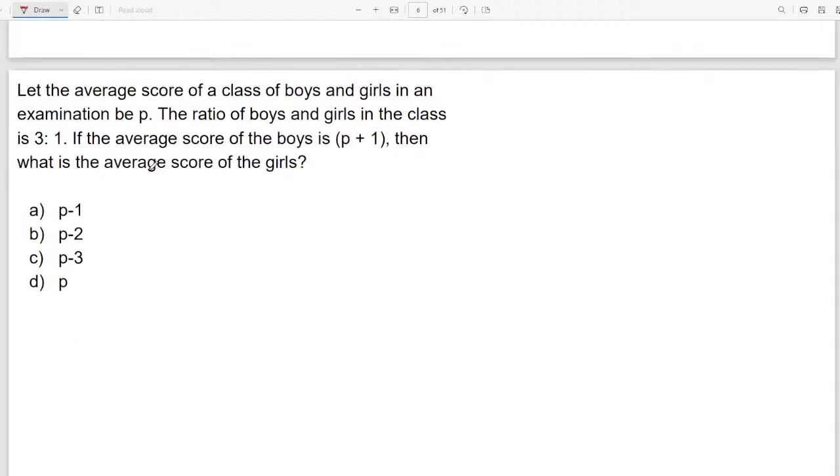So take 2 minutes to solve this question. Time. So please mark your answers. People who have solved this, please mark your answer.